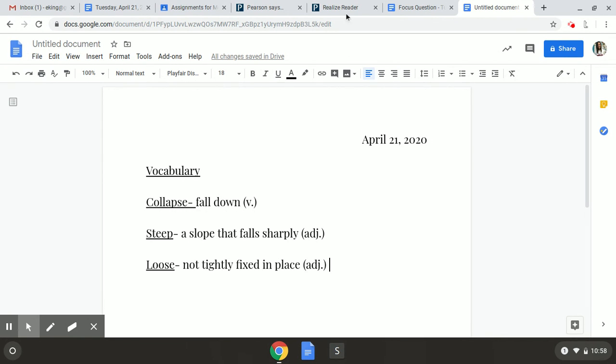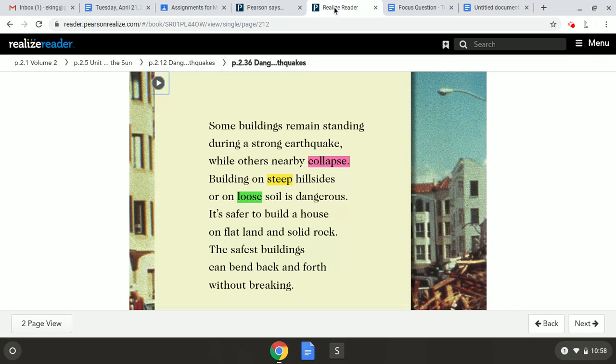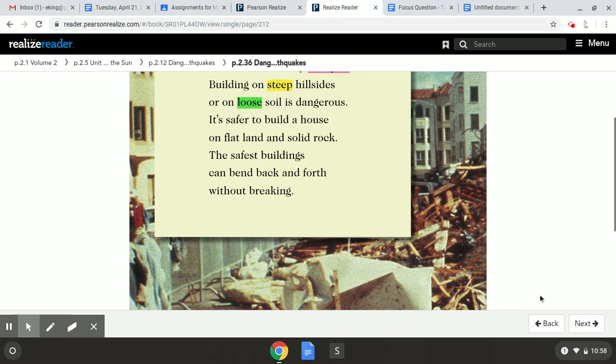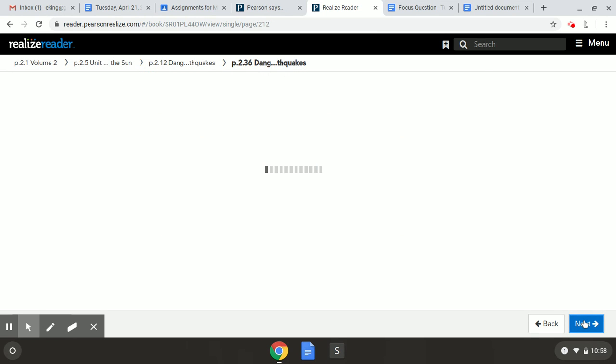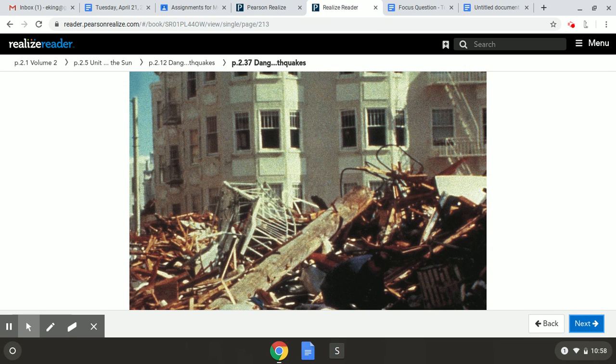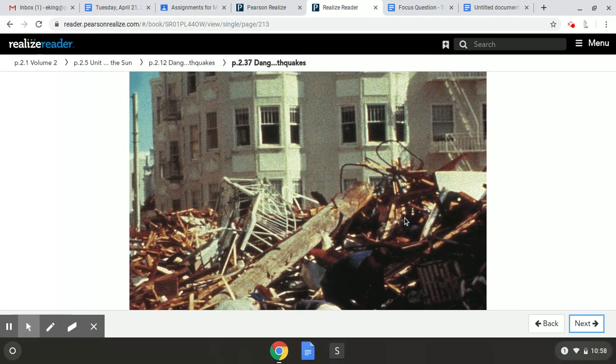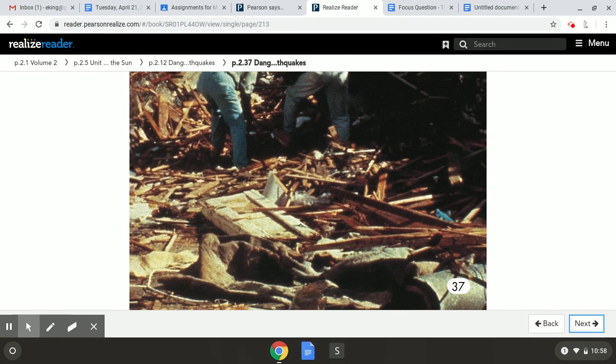Okay. Pause this if you need to so you can get these definitions down, and then we're going to go back to our reading. We'll get one more page in, and then we'll go to the third video where we can talk about our focus question one last time.